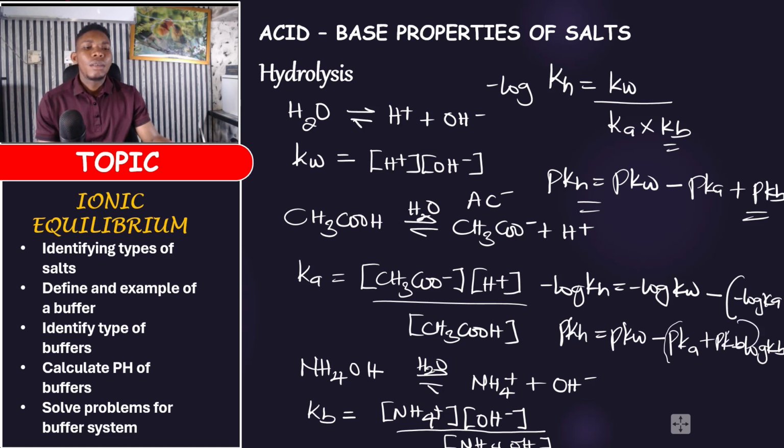Are you getting it now? So that is what they have here. This is supposed to be in brackets for this equation to be correct. So pKH will be pKW minus bracket pKA plus pKB. That was what you have there. I really don't think there is any need for you to know that.